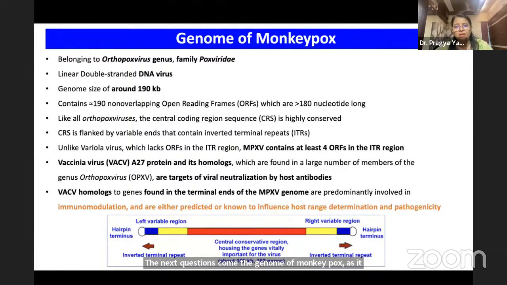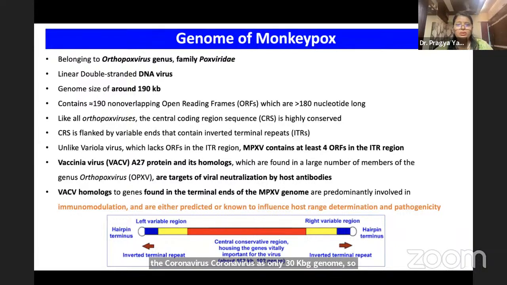That is a double-stranded DNA virus, and it is one of the longest DNA viruses which we see. Poxviruses are the longest DNA viruses. If we compare with the coronavirus, which has only a 30 kb genome, you can understand how many fold bigger the genome is.